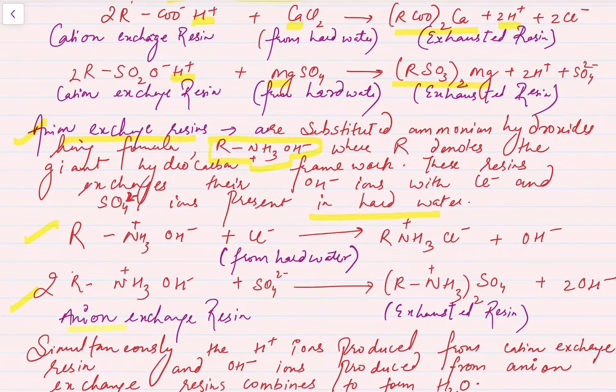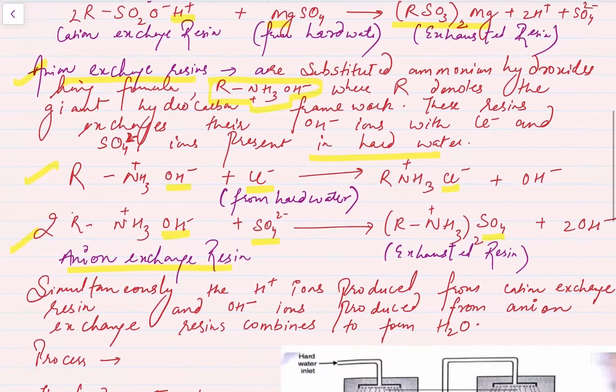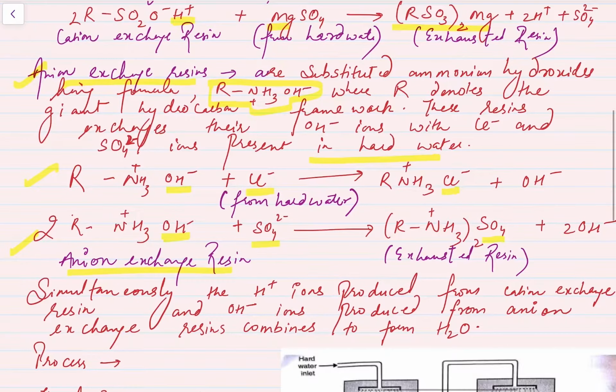Anion exchange reagent, okay, with the hard water which contains chloride ion, Cl negative, and sulfate ion. When it is passed through the anion exchange reagent, the OH negative ions get replaced. You can see the exhausted resin is formed, right? So now the hard water is free from the chloride ions and sulfate ions.